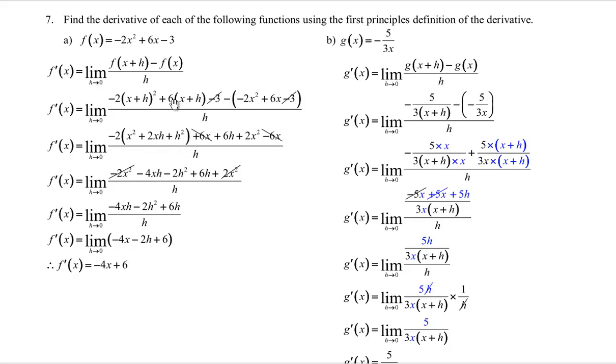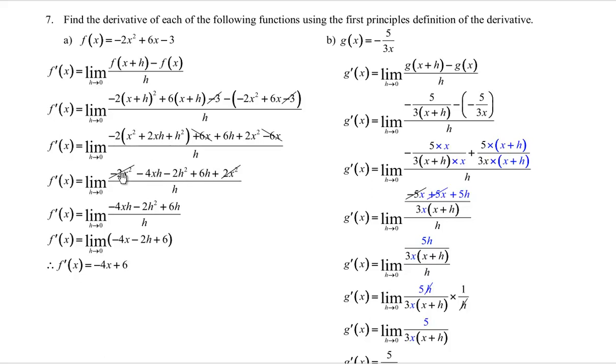Multiplying the 6 in here, 6 times x is 6x, 6 times h is 6h. My -3's disappeared because -3 and then this would be a +3, they add to 0, so they're gone. Taking the brackets off here, minus -2x squared is plus 2x squared, and subtracting the 6x is minus 6x, and those will subtract to 0, so that's why I crossed those out too. Now expanding the -2 in here, we get -2x squared minus 4xh minus 2h squared.